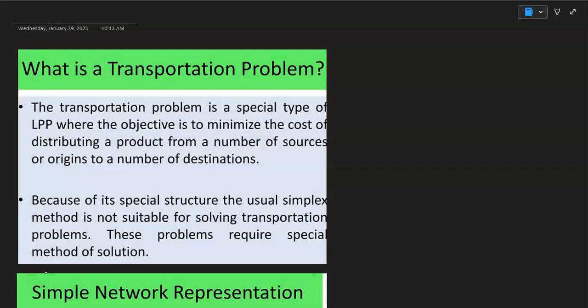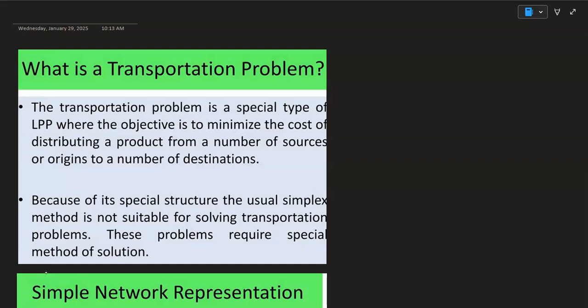Okay, this is a special type of linear programming problem where the objective is to minimize the cost of distributing a product from a number of sources or origins to a number of destinations. So transportation problems are a little bit vast, and we are looking at them from the angle of operations management or decision behavior. And we're going to have a series of them where we are going to go in depth into the methods and why we basically look at transportation problems.